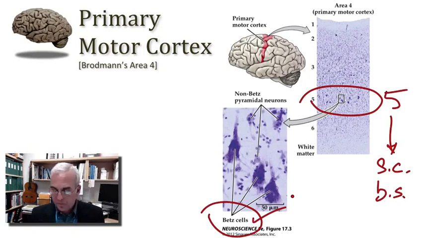So they do seem to be given privileged access to govern the output of our lower motor neurons. So you may be wondering, why do we call this Brodmann's area 4 primary motor cortex? Well, it's primary in the following sense.